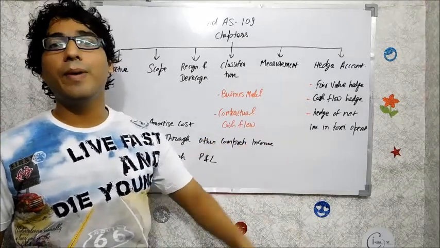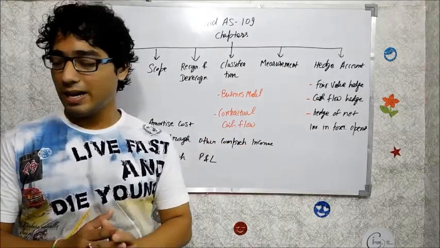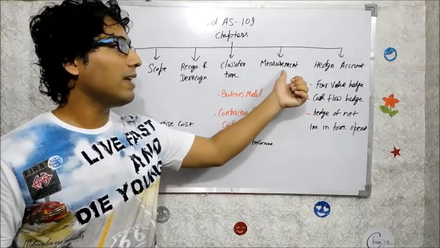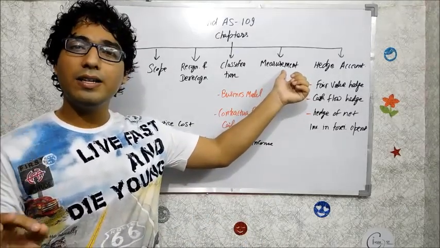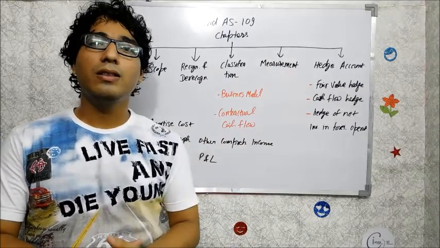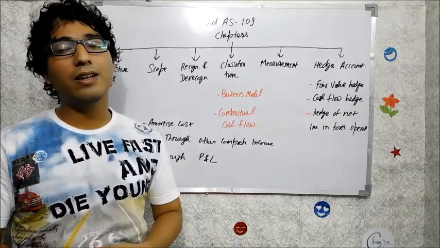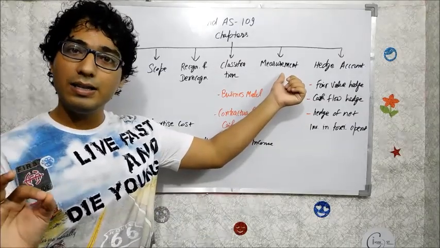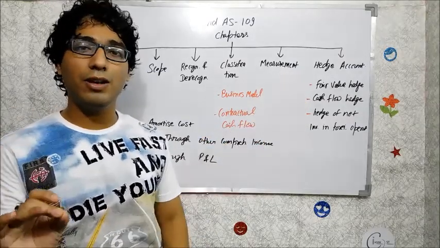Next segment is the measurement. It's very important, and here all the calculation will be done. Basically, in measurement, initially when you first recognize the financial asset or financial liability in your books of account, it will be measured at the fair value.